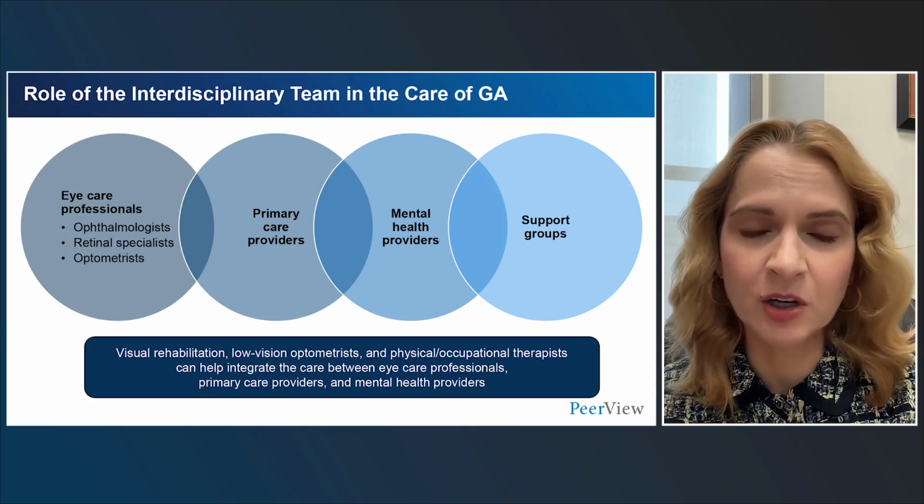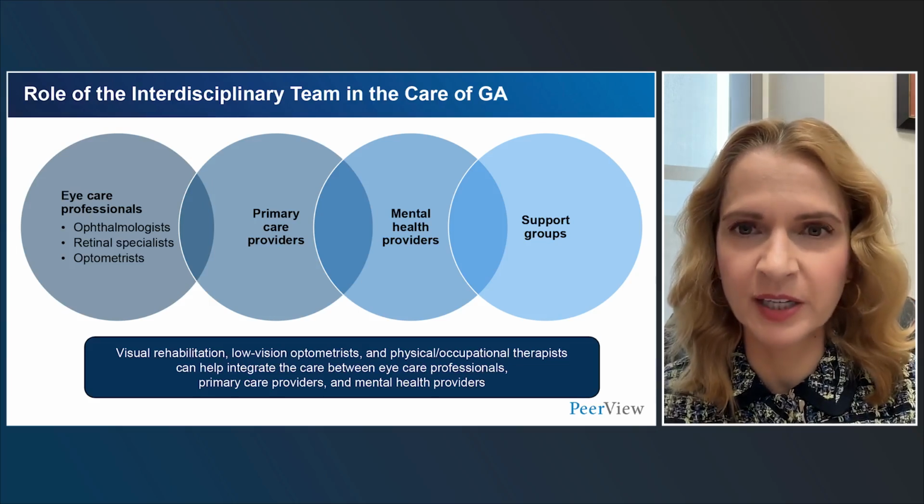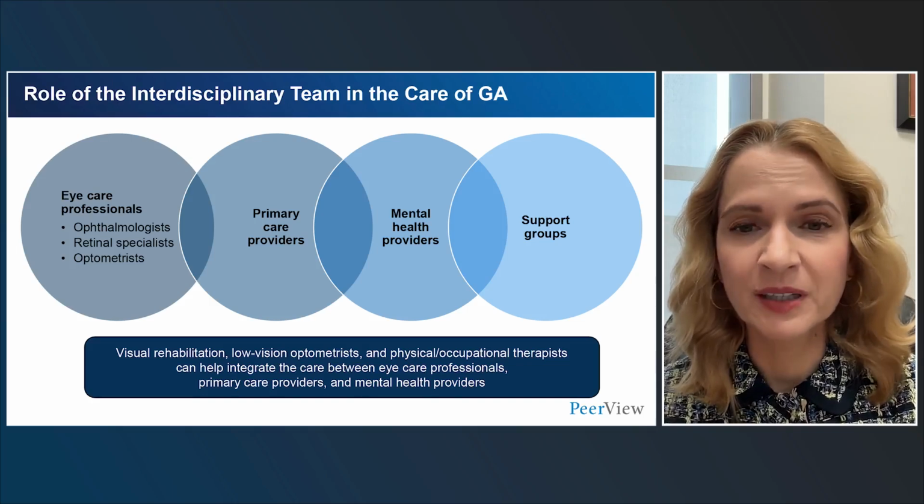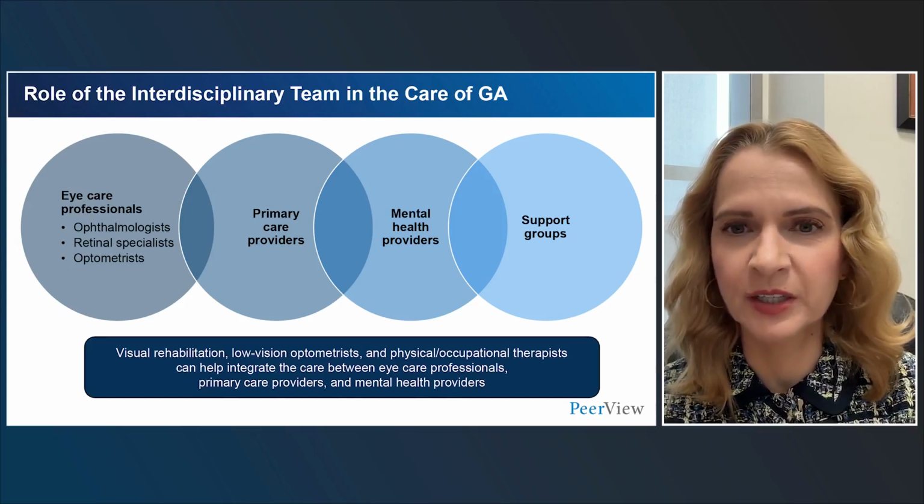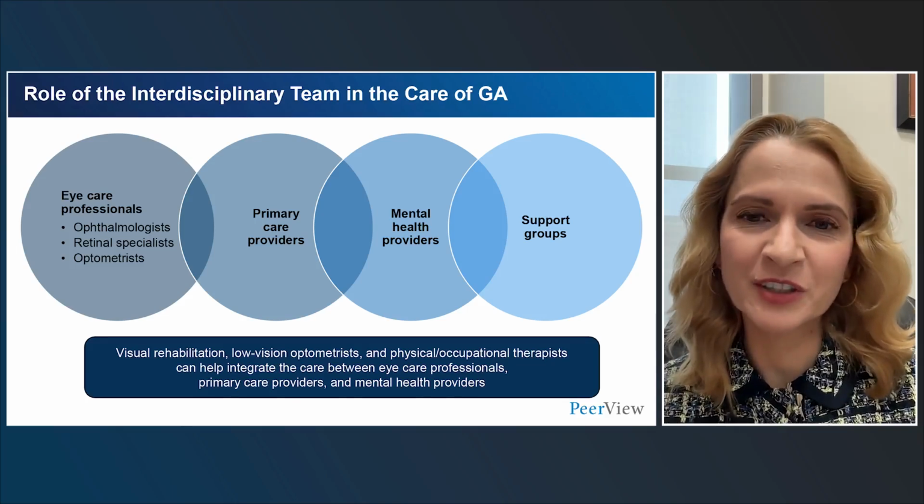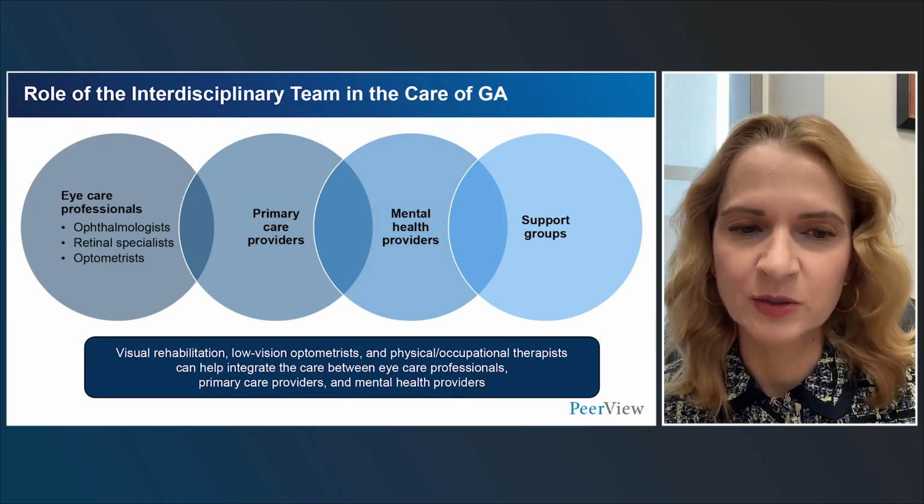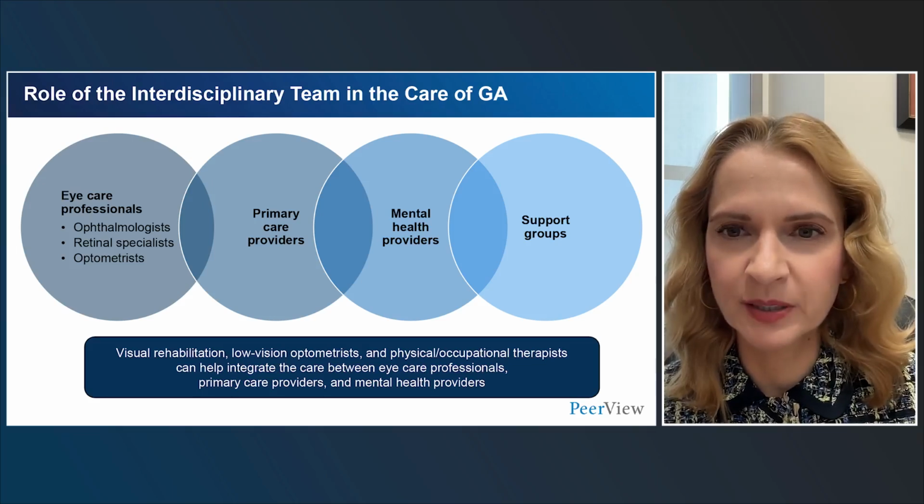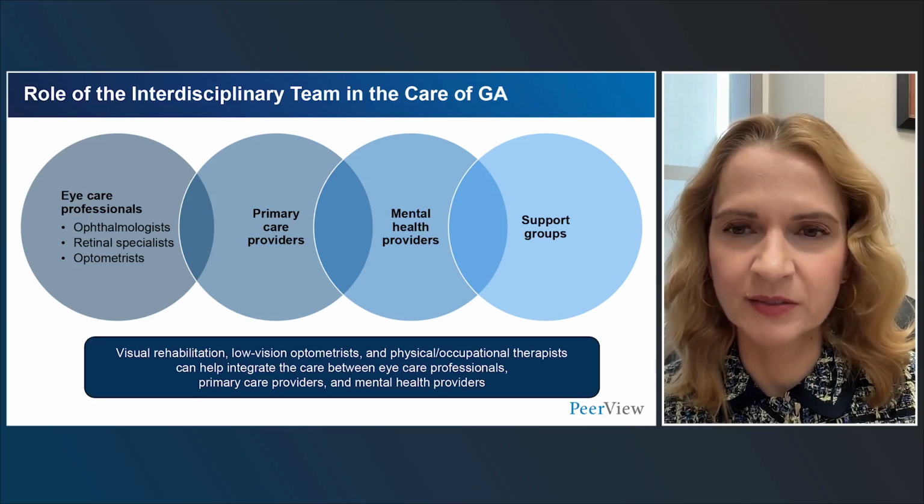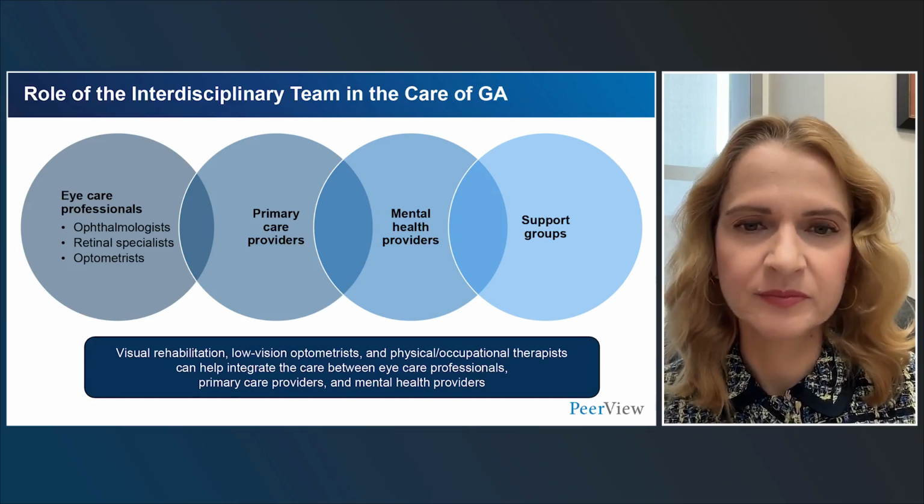Mental health providers also play an important role in the management of GA patients because mental health disease is prominent with a risk for self-isolation and decreased social interaction in patients with GA. Support groups can be very important to geographic atrophy patients in helping them cope with their visual disability and helping them with their activities of daily living as well.